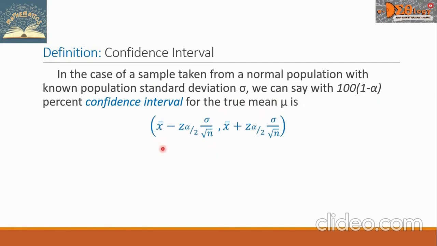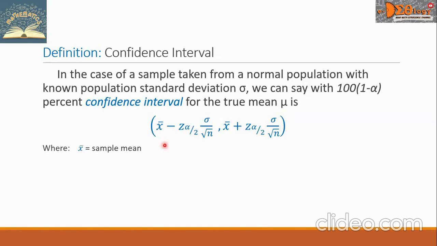The lower limit is x bar minus z sub alpha over 2 multiplied by this fraction, and the numerator is sigma over the square root of n. And the upper limit is x bar plus z sub alpha over 2. This value is multiplied by the fraction whose numerator is sigma over the denominator square root of n.